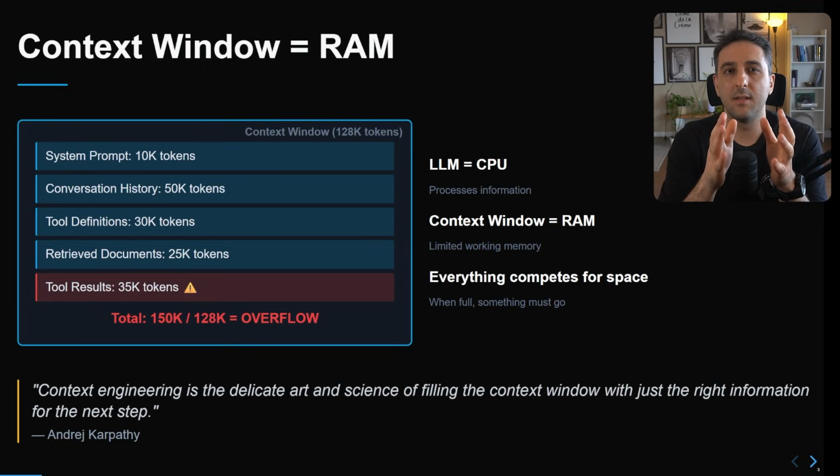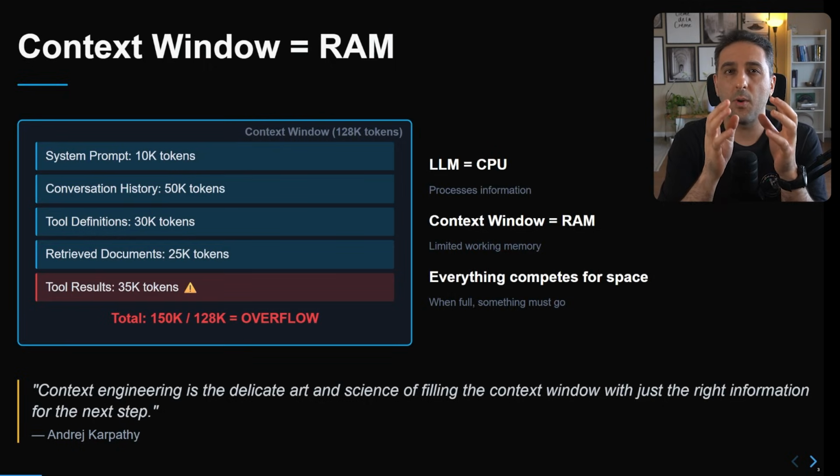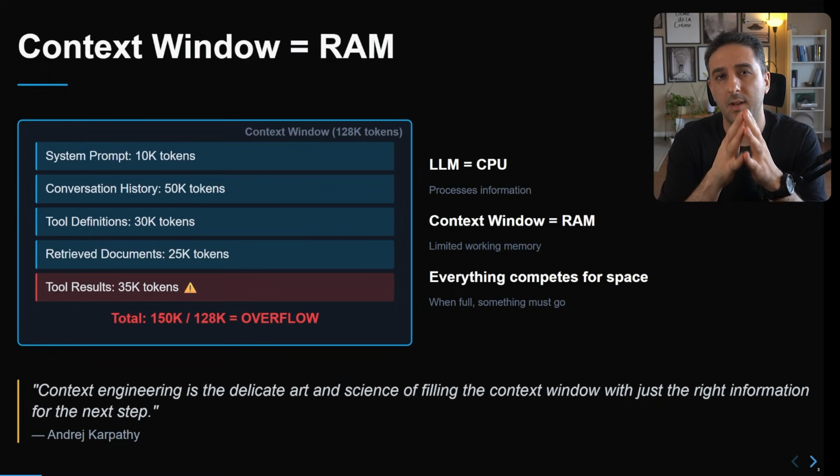So imagine this, 10K tokens for your system prompt, 50K for conversation history, 30K for tools, 25K for retrieved documents, 35K for tool results. That is 150,000 tokens trying to fit into a 128,000 token window. But in that case, something has to go. And once the window fills up, the model starts losing track of what actually matters. This isn't something we can fix with just better prompting. We have to come up with a different solution.